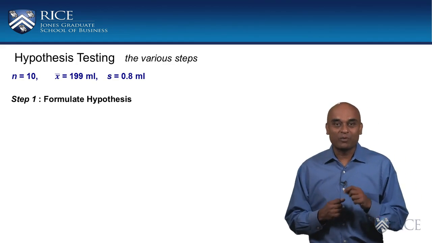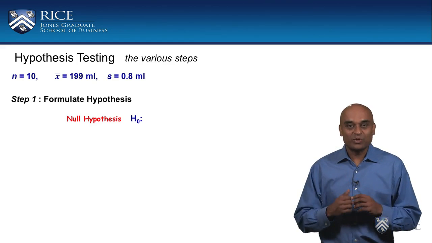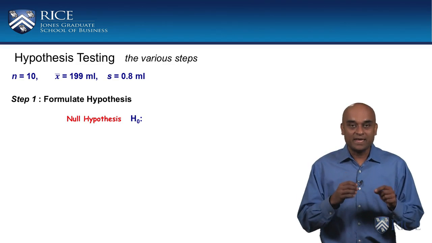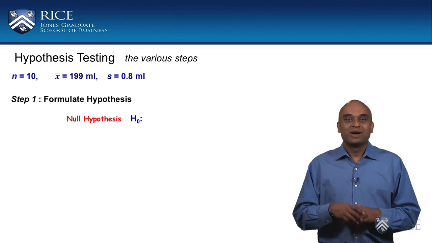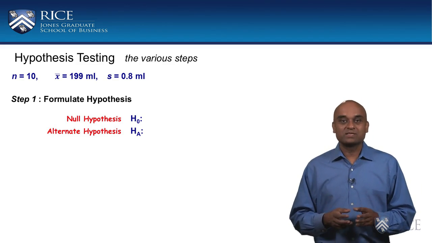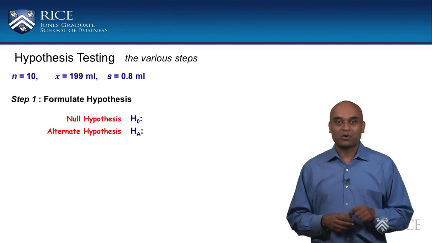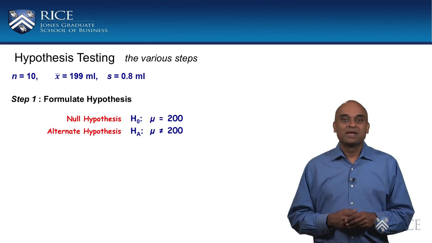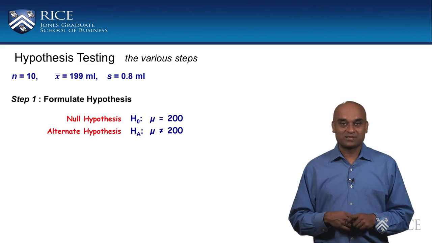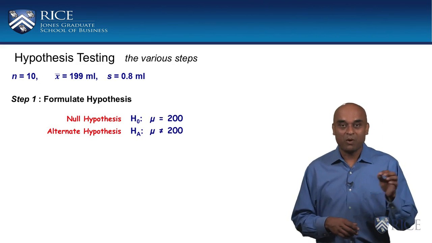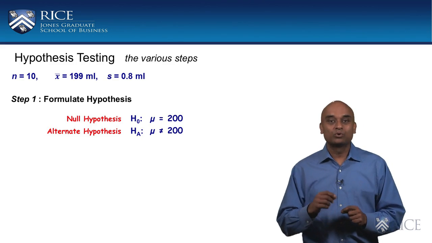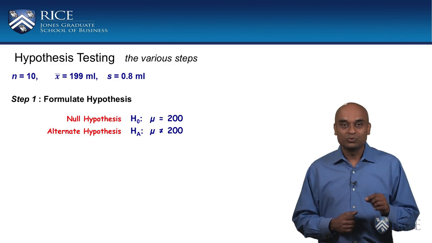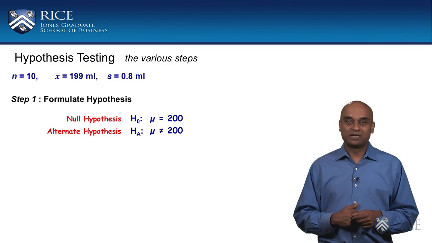Step 1 is to formulate your hypothesis. The claim that you wish to test is called the null hypothesis, denoted by H subscript 0. Whatever is not the null hypothesis then becomes the alternate hypothesis, denoted by H subscript A. In our example, the null hypothesis is mu, which is the population mean, equal to 200 milliliter, and the alternate hypothesis is mu not equal to 200 milliliter.